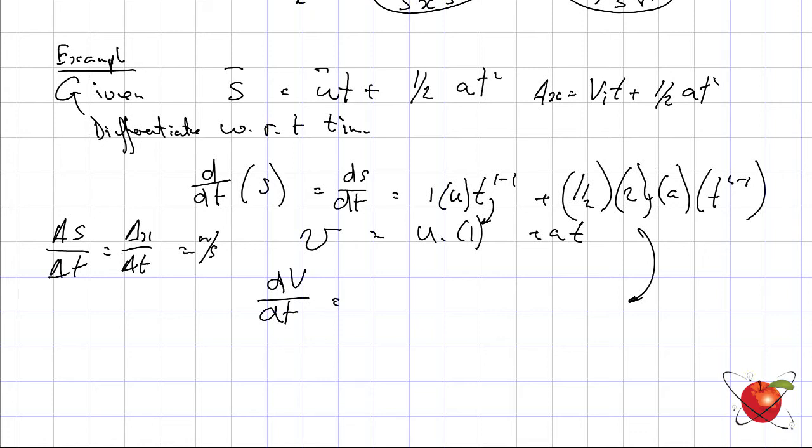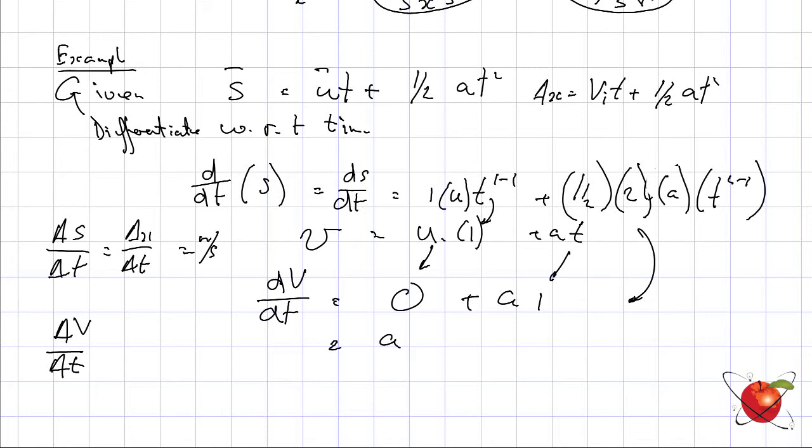u is a constant, so it becomes 0. A, t to the 1 minus 1 is 0, so that becomes 1. So I get dv by dt is equal to a. Well, yes, it is, because that is delta v over delta t, the acceleration. I think this is making sense.